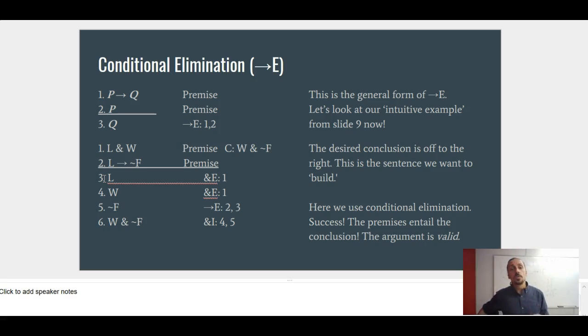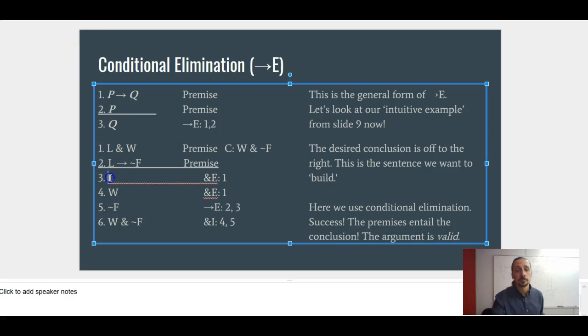In order to use conditional elimination, you need to have the antecedent exactly as it is in the conditional. So you need to go get that L over here in order to get the not F using conditional elimination. So I get the L, that means I can get the not F. I have the W. If I have W and not F, I can conjoin them over here. So success. The premises entail the conclusion because I could build it from the premises using the rules we have. Therefore, the argument is valid.